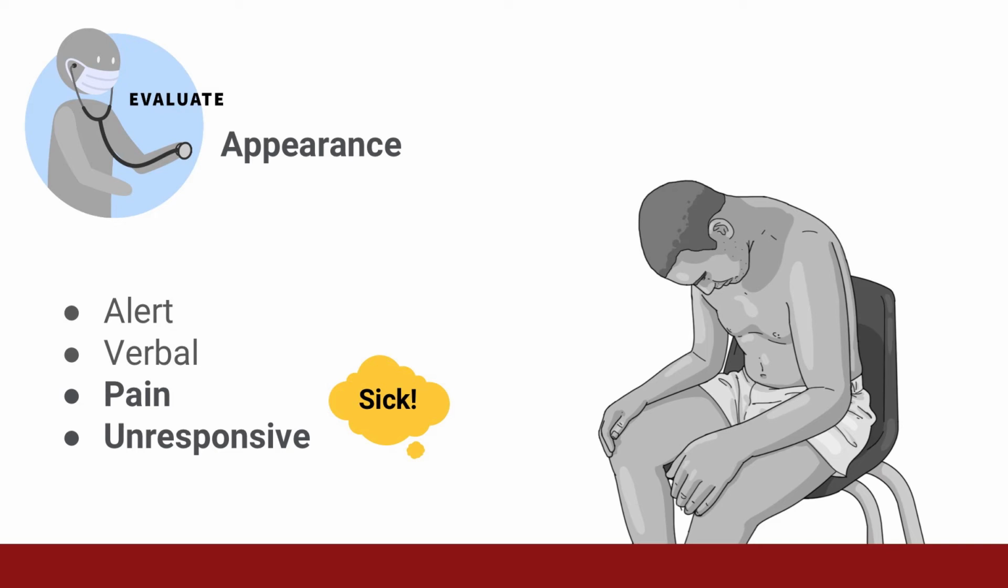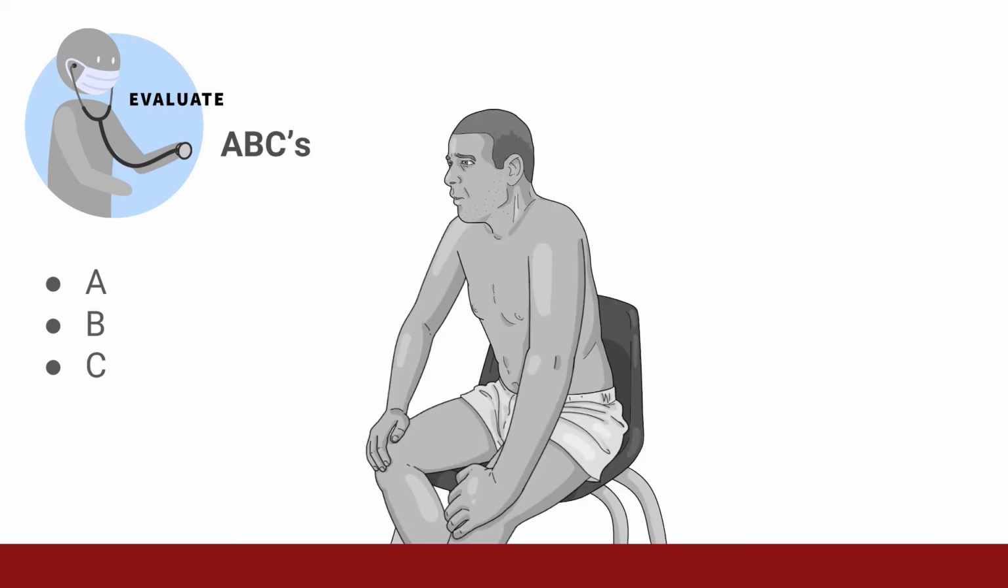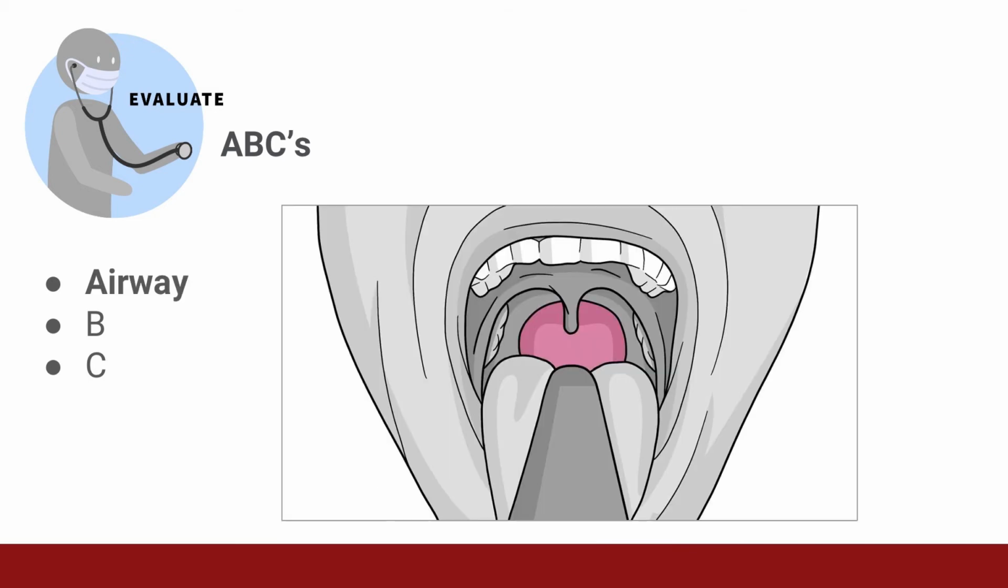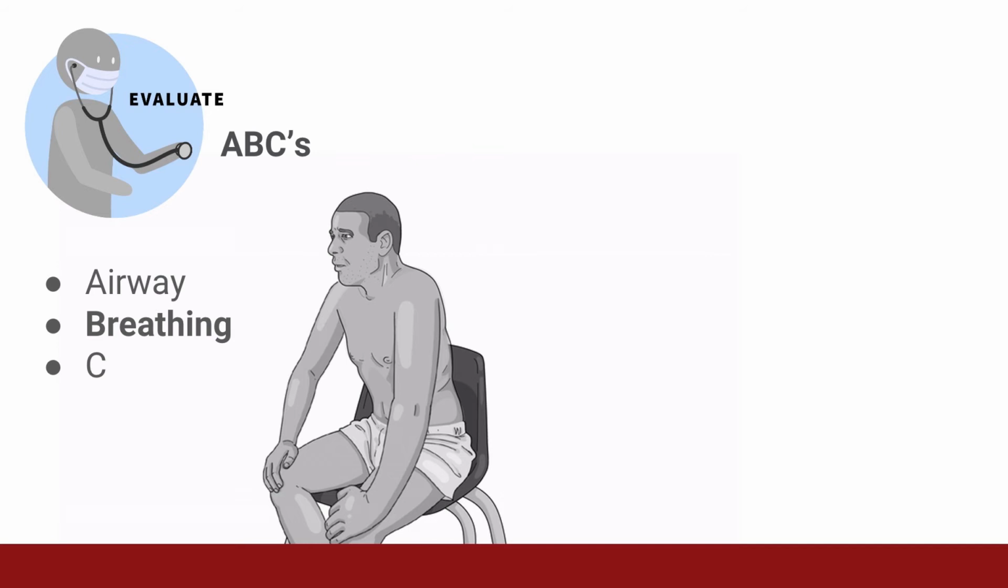Once we perform the AVPU assessment of consciousness, we begin assessing the ABCs, or airway, breathing, circulation. If the patient is speaking normally, consider the airway open and clear. If they are not speaking clearly, then you can check their airway by looking inside their mouth. After checking their airway and removing any obvious obstruction, you assess a patient's breathing. Dr. Maha, how do you typically assess breathing?